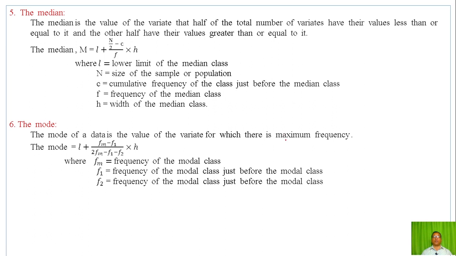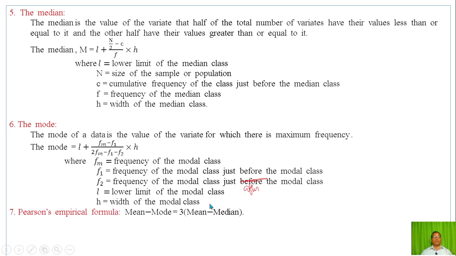And L is the lower limit of the modal class. Then h is the width of the modal class, that is, the upper limit of the modal class minus the lower limit of the modal class.